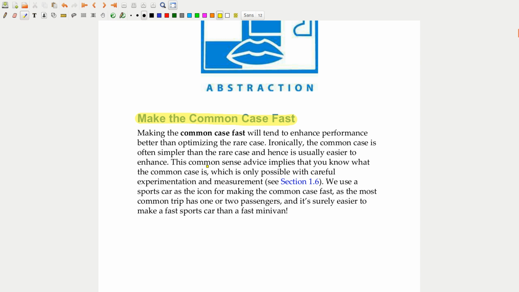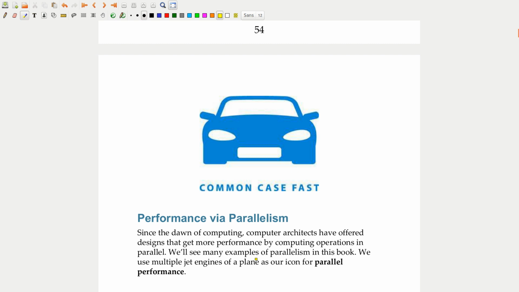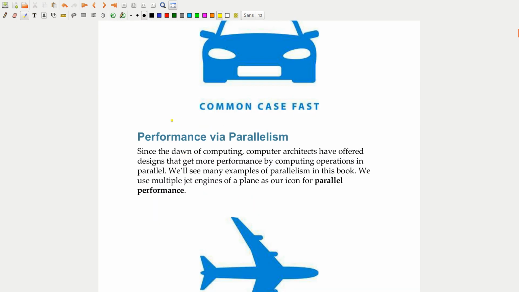This common sense advice implies that you know what the common case is. This is often true because we can find out the common case through benchmarking, and that's what they mean by careful experimentation and measurement. They actually use a sports car. So they're trying to make the same analogy that I was. That's interesting. I promise I didn't steal it from them. I've never read this book. I used a different book when I learned computer architecture, so this is a new experience for me, reading this.